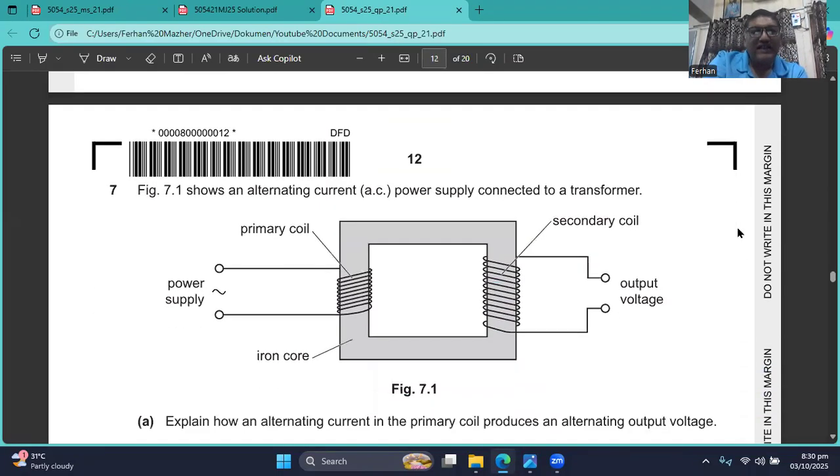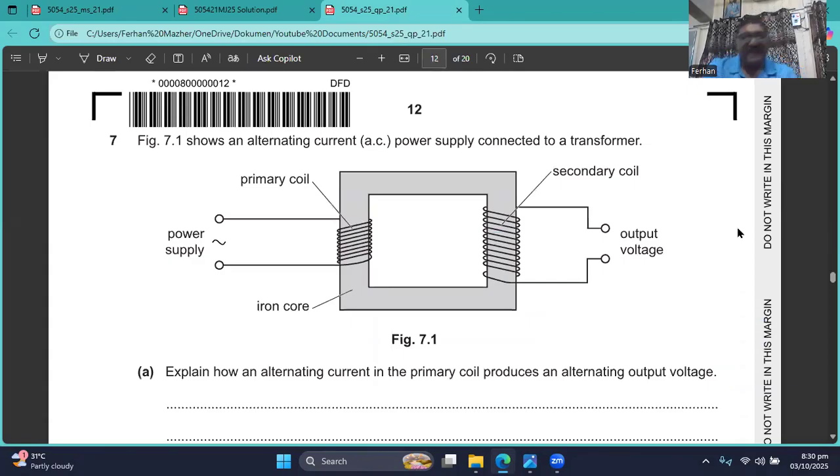So we are going to the next question, question number 7. Figure 7.1 shows an alternating current AC power supply connected to a transformer. Here we have a transformer. This side is called the primary side. This side is called the secondary side. This coil is called the primary coil. This coil is called the secondary coil. Here we have an iron core on which these wires are wound.